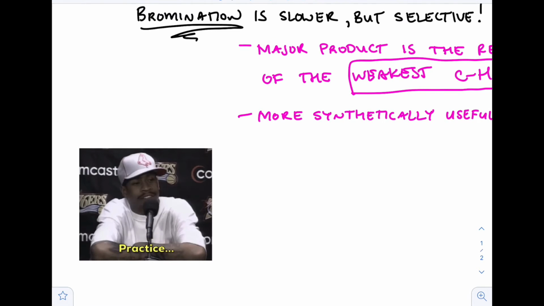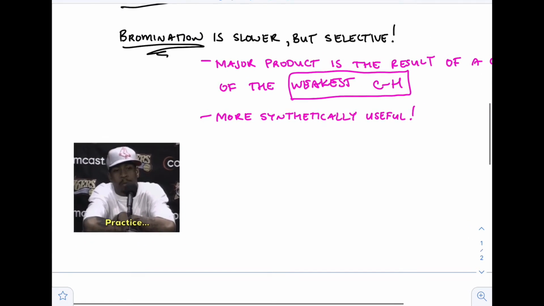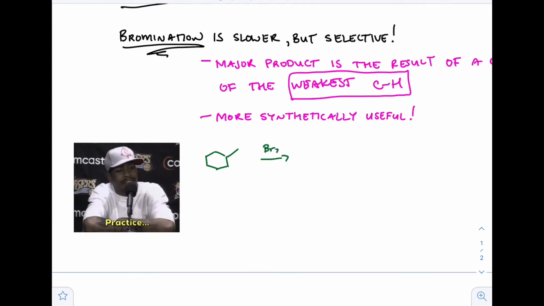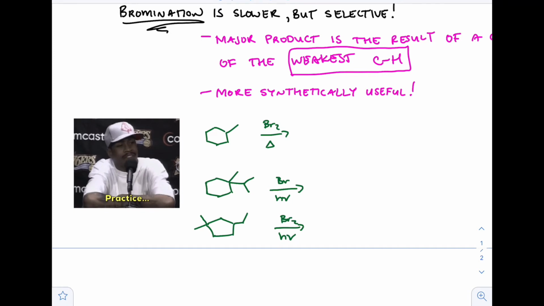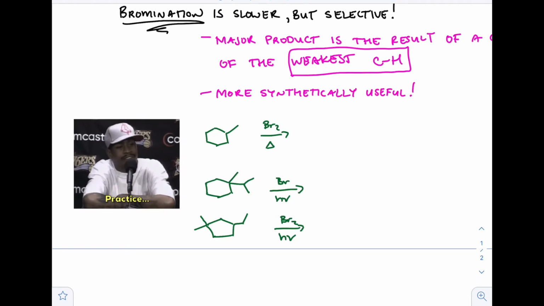So what time is it then? Practice. Let's do it. So what we're going to do is just draw some products or starting materials, and we're going to do a bromination. And I want you to tell me what is the major product. Basically all we're looking for is where is the weakest CH. The weakest CH is a tertiary, and then it's a secondary, and then it's a primary. So we're always going to look for a tertiary, unless we don't have one, then we move on to secondary. That's the easiest way to do it. So pause the video, try it on your own, and then see if they match up with mine.